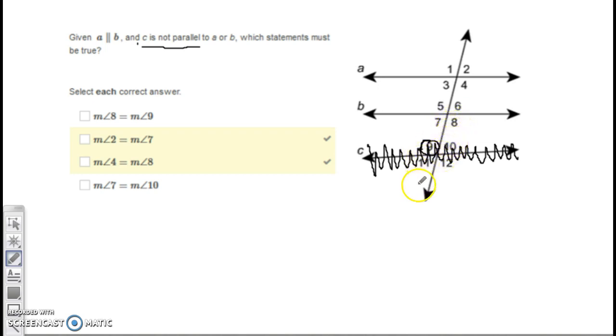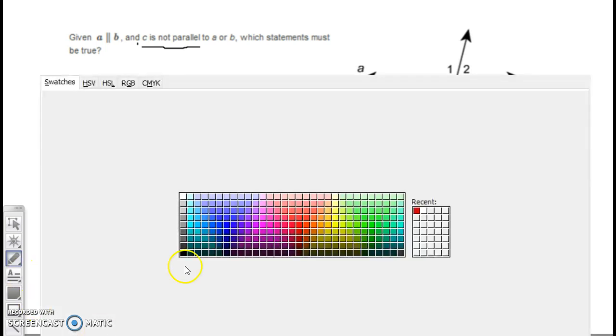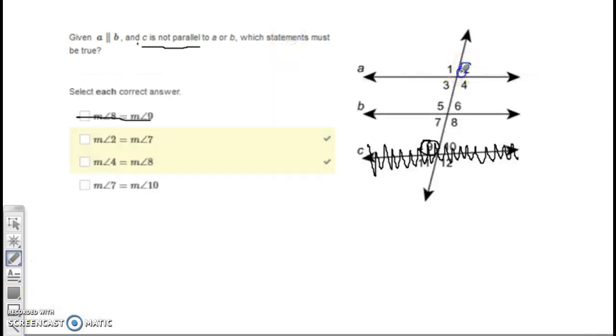They're not going to have any special relationship. So that's gone. 2 and 7. Let me change colors here and let's look at angle 2 and angle 7.